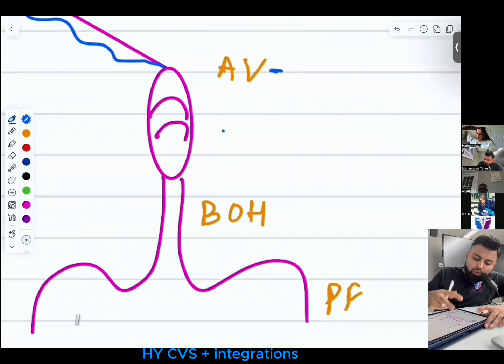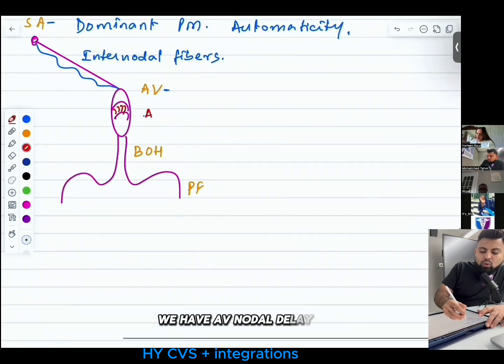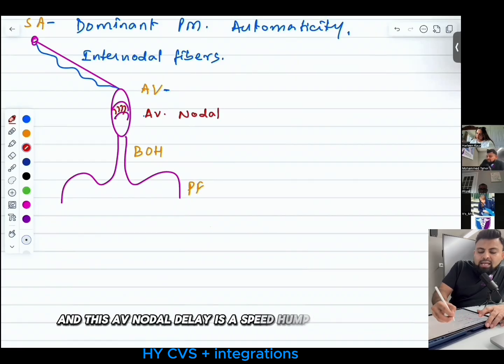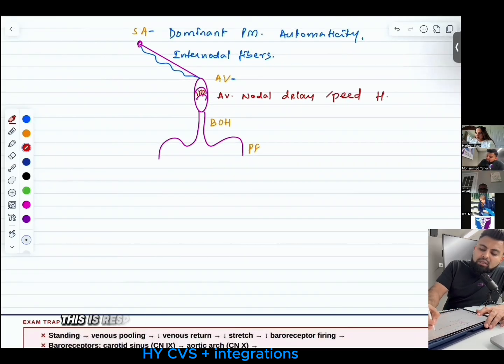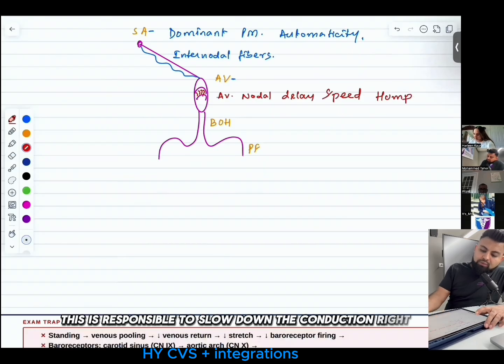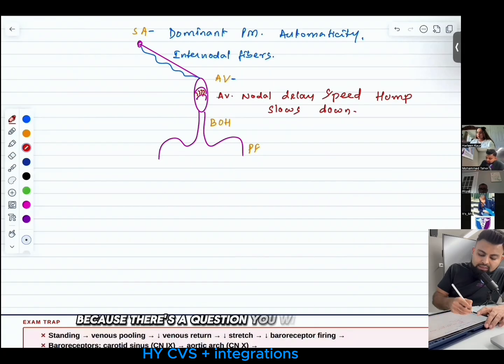AV node, I hope you know about this. I mentioned it in my videos and in the regular class. We have AV nodal delay, and this AV nodal delay is a speed hump or a speed bump. And this speed bump, remember, is responsible for slowing down the conduction, right? It slows down the conduction. Why does it slow down the conduction? Because there's a question you will come across.